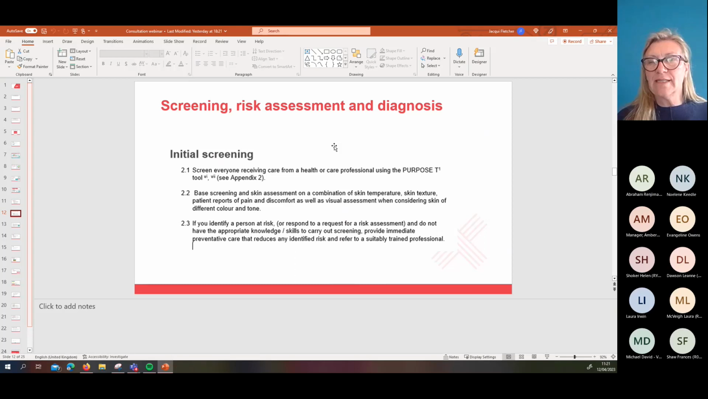tones, we know that skin assessment should be more than what you see, that we should be looking at the skin temperature. Is it hot or cold compared to the surrounding skin? What's the texture like? Is the skin very soft or boggy, or is it hard because it's inflamed? And is the patient reporting pain or discomfort over an area? And often the patient's report of pain or discomfort is the first flag that we see. If a person's identified as being at risk, and if you haven't got those appropriate skills, we refer on to somebody who can do that.